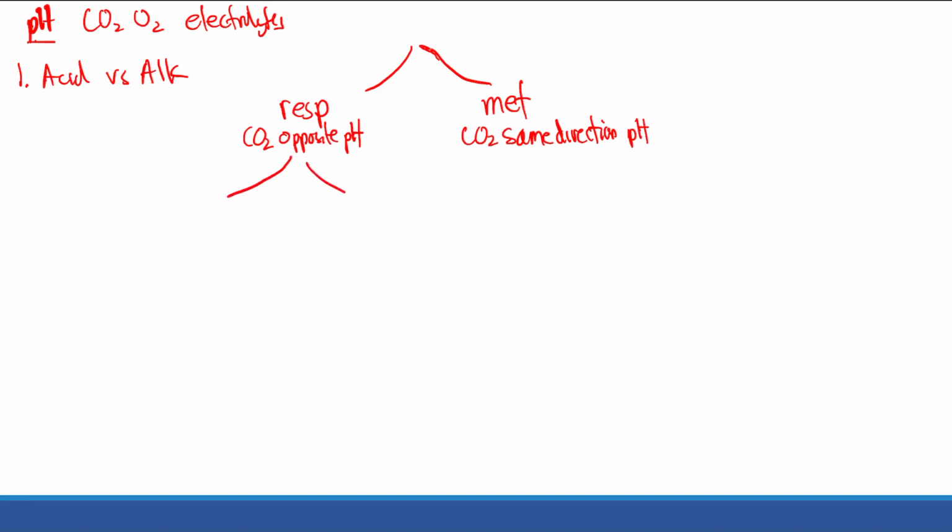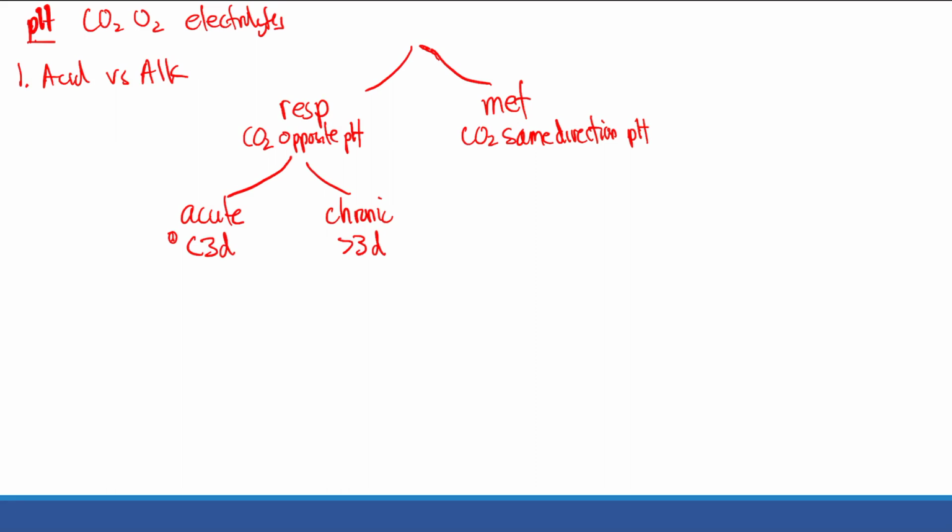Next, if we know that we have a respiratory problem, the next thing you want to know is, is it acute or is it chronic? And remember, how do we delineate that? Well, chronic is pretty much greater than 3 days, and acute is less than 3 days. And why do we want to know that? Remember that metabolic compensation for respiratory problems takes time.